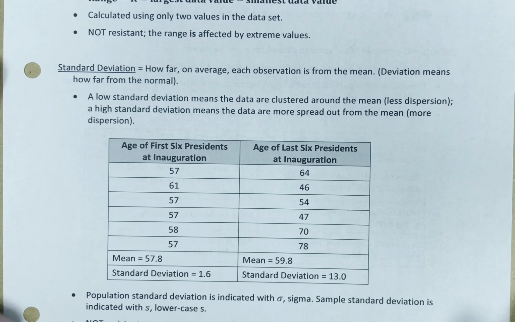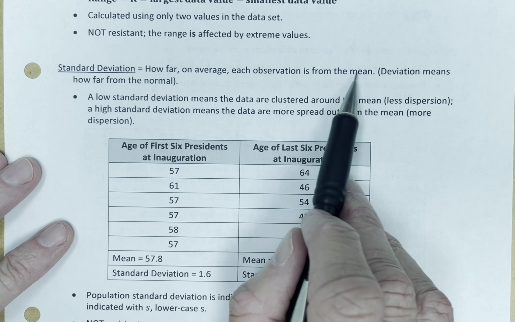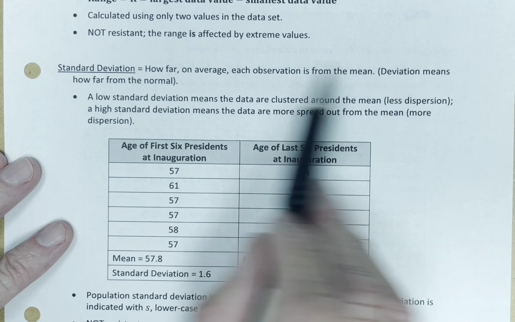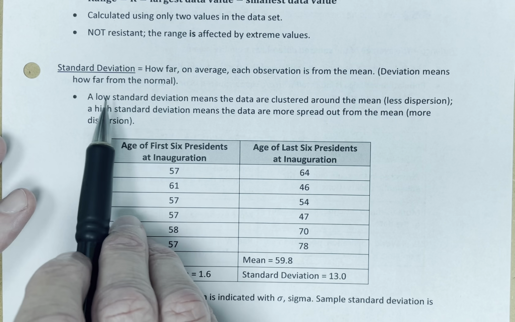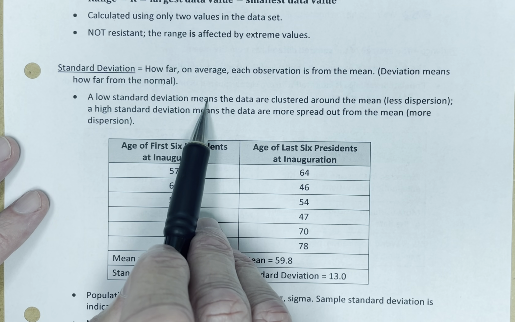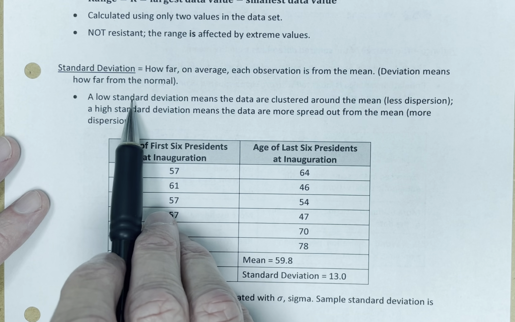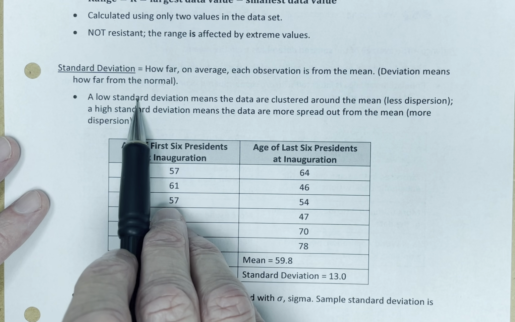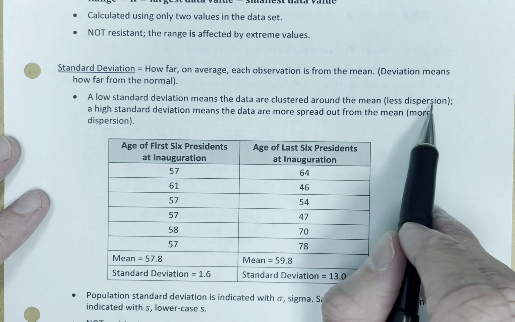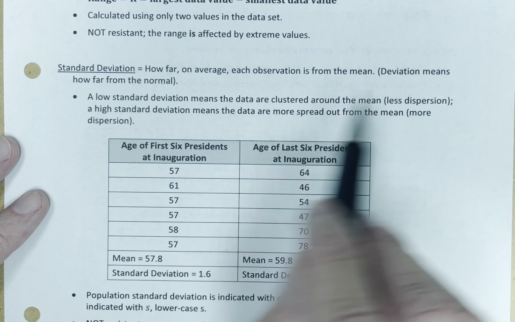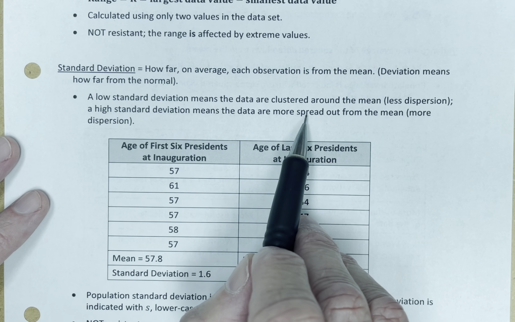Standard deviation. How far on average each observation is from the mean. Deviation means how far from the normal. Okay? A low standard deviation means the data are clustered around the mean. So if you calculate standard deviation and you get a small number, you have data that's close to the mean, you have less dispersion, less spread. A high standard deviation number means the data are more spread out from the mean.